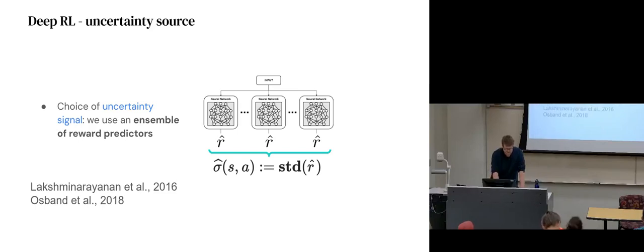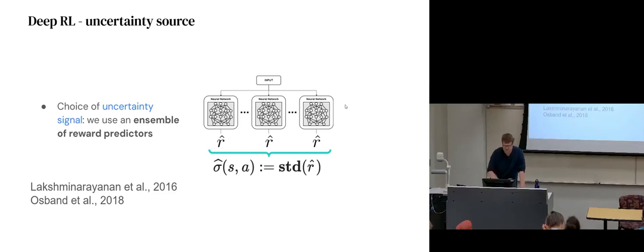Okay, so the only thing, like I mentioned, is that we need some source of uncertainty. In the experiments I'm going to show you, the source of uncertainty, sigma, is going to be just the standard deviation of an ensemble of reward predictors.